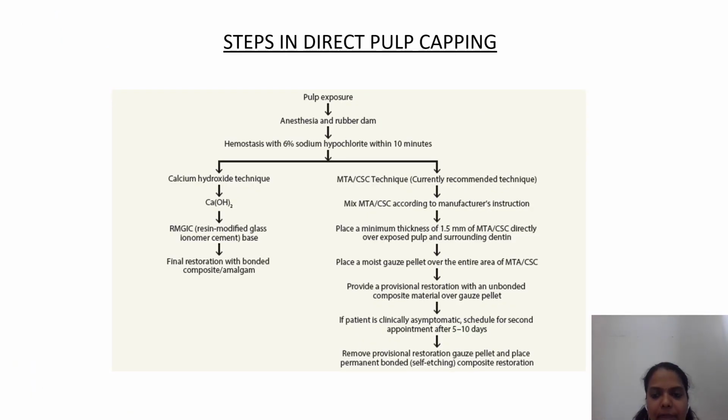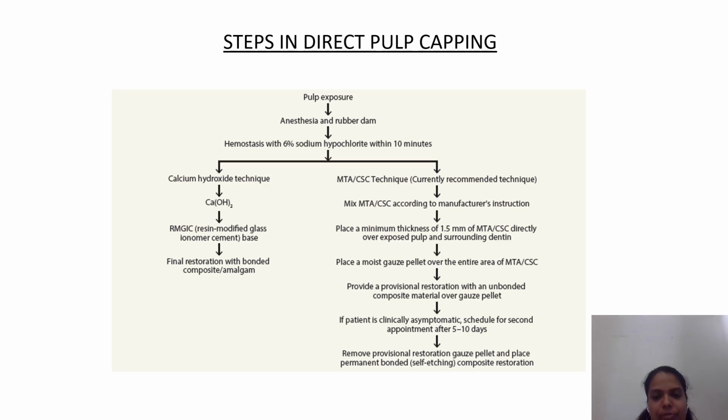Second, direct pulp capping. Pulpal exposure. If pulpal exposure has happened, first anesthesia and rubber dam isolation is done, and we control the hemorrhage using 6% sodium hypochlorite, and the hemorrhage has to be controlled within 10 minutes. Once the hemorrhage has been controlled, a calcium hydroxide based material can be placed, on top of which RMGIC can be placed, and a final restoration. The favorite amalgam or composite can be placed.